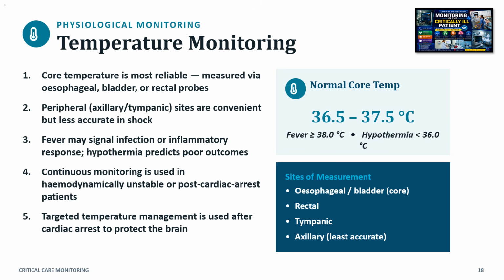3. Fever may signal infection or inflammatory response. Hypothermia predicts poor outcomes. This is because temperature changes reflect immune activation or failure of thermoregulation in critical illness. 4. Continuous monitoring is used in hemodynamically unstable or post-cardiac arrest patients. This allows early detection of temperature changes that can affect outcomes and management. 5. Targeted temperature management is used after cardiac arrest to protect the brain. This helps reduce brain injury by controlling metabolic demand after return of circulation.